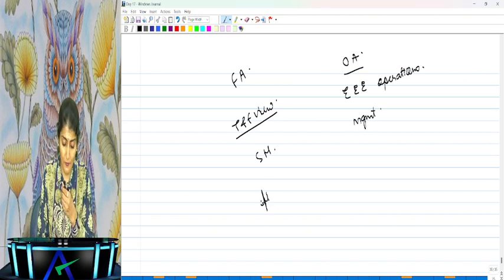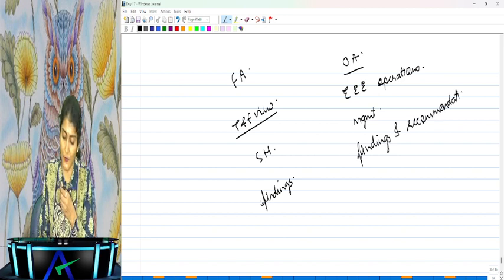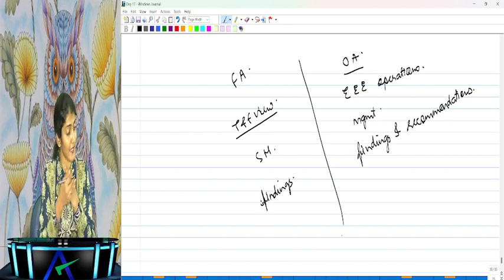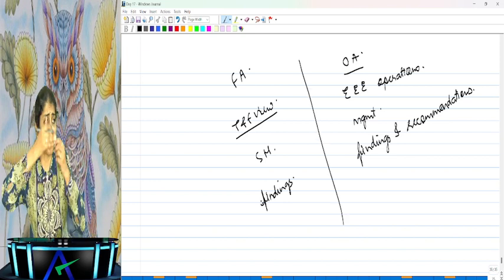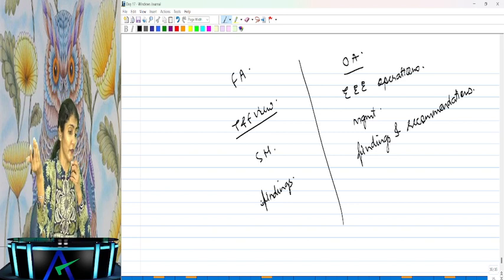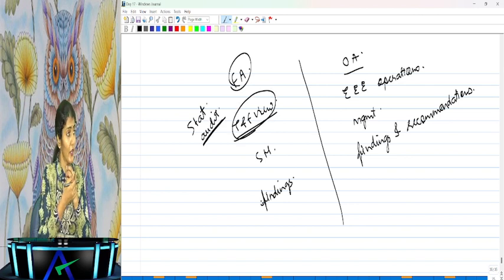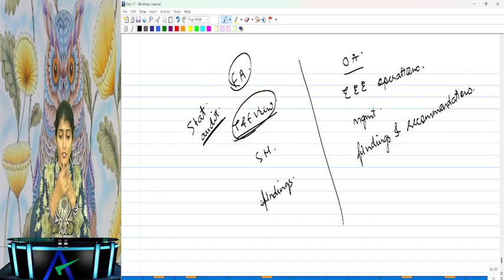Financial auditor will only give his findings in his report, but operational auditor will not only give the findings, he'll also give his recommendations for the improvement, the suggestions for the improvement. Are you understanding? There is such a huge difference between the financial audit and the operational audit. Financial audit means we are talking about the stat audit, the true and fair audit. So statutory auditor expresses an opinion on the true and fair view of the financial statements.